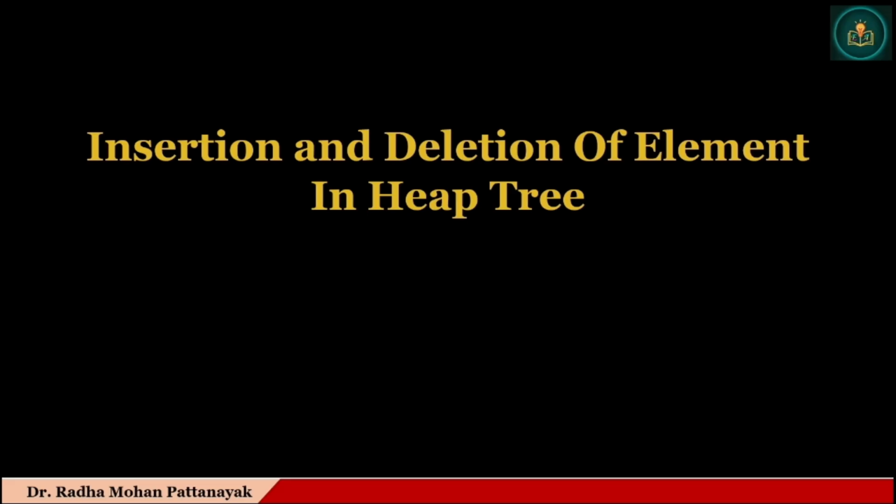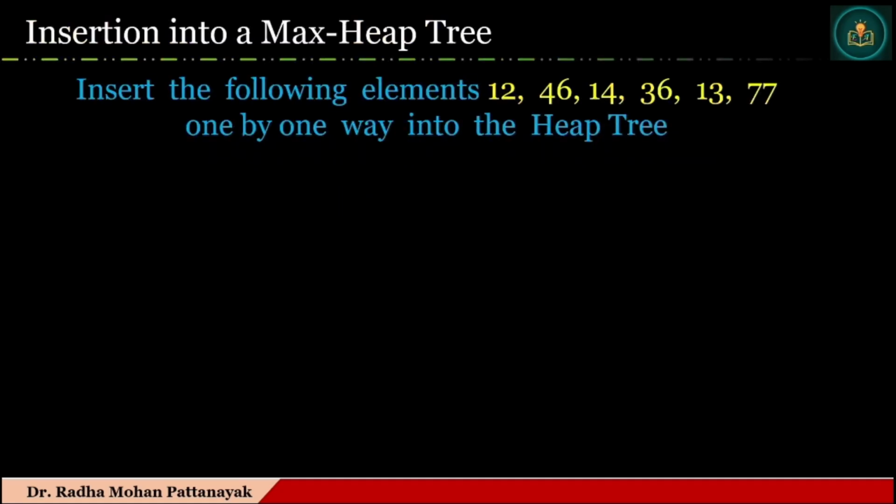Today I am going to discuss the concept of insertion and deletion of elements into a heap tree. So let's insert the elements one by one into the heap tree. At the time of insertion, we will take care about two things. One is, we will follow the complete binary tree rule for the insertion, and second is, at the time of insertion, we should ensure that the value of the parent node should be greater than all its child nodes. These two things we need to take care.